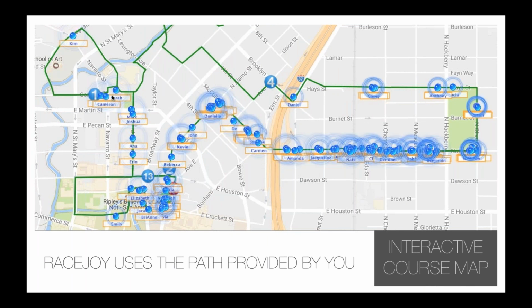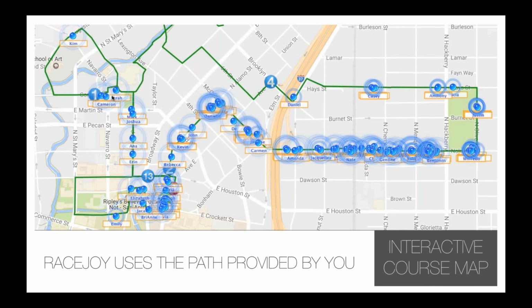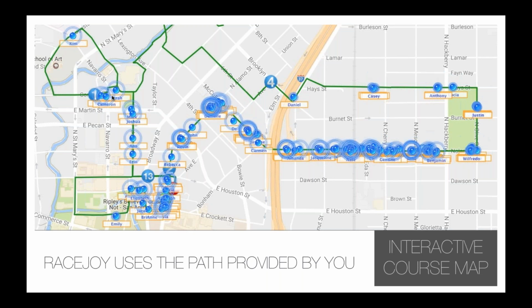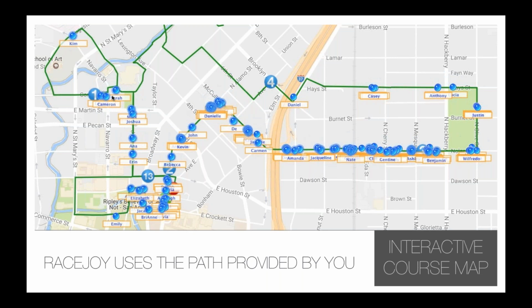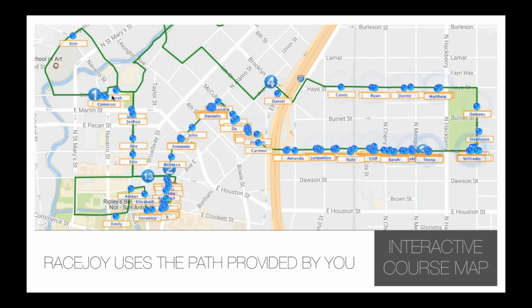First, the main feature people are using in RaceJoy is live tracking the location of participants as they complete the course. This shows what it looks like to track participants on a course during a race, and people can track up to 50 participants in the app. So clearly, you want to make sure your map is accurate so that people don't look like they're off course.